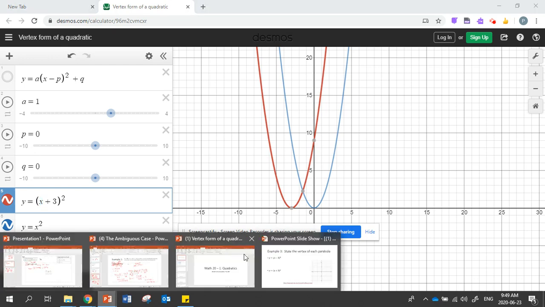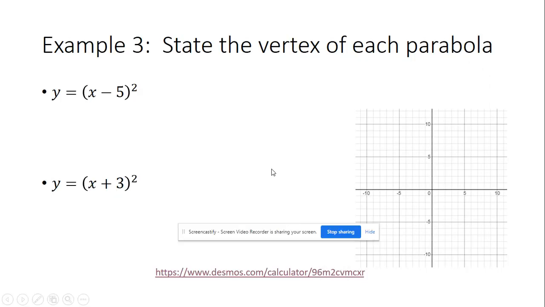The graph we're looking at, x minus 5 squared, was this one over here. I'm going to show you how I'm getting these points. Here's the vertex, so our vertex has moved 5 to the right. Starting at the vertex, if I go 1 to the right, 1 squared is 1, so I'm going 1 up. If I go 2 to the right, 2 squared is 4, so I'm going 4 up. If I go 1, 2, 3 to the right, 3 squared is 9, so I'm going 9 up.